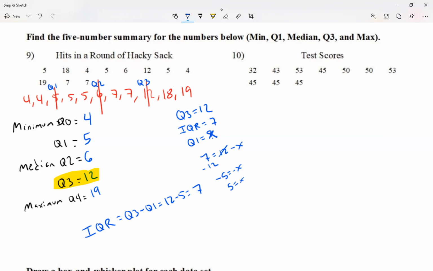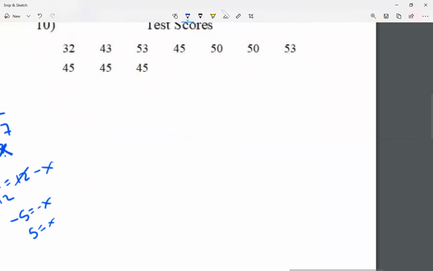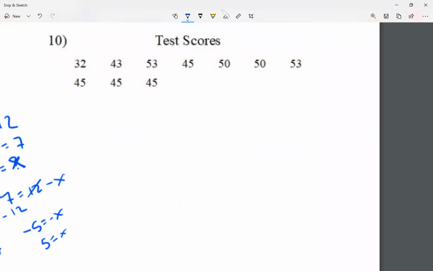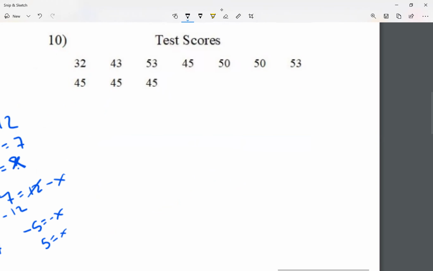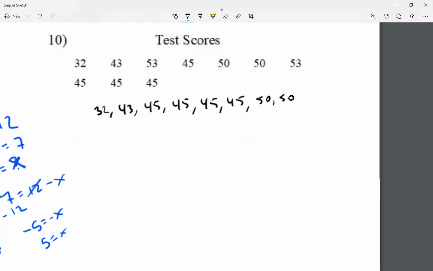All right, let's take a look at question number 10. I'm going to put my numbers in order from smallest to largest. Let's use black for this. So I'm going to go 32, 43, 45, 45, 45, another 45, and then 50, 50, 53, and 53.